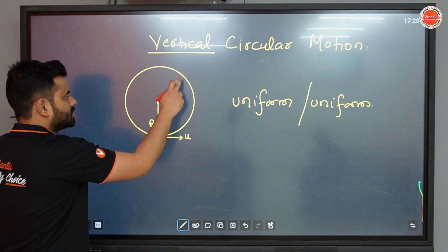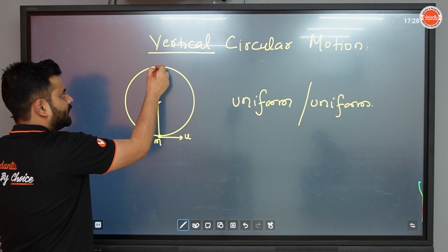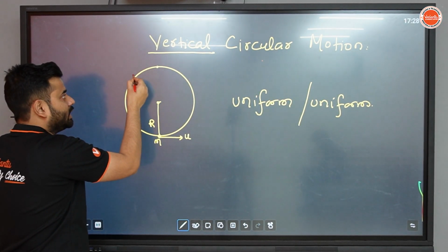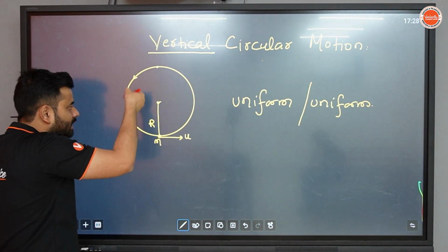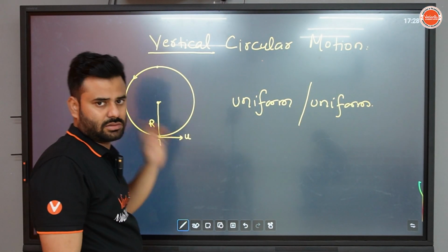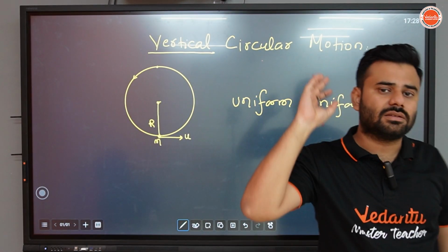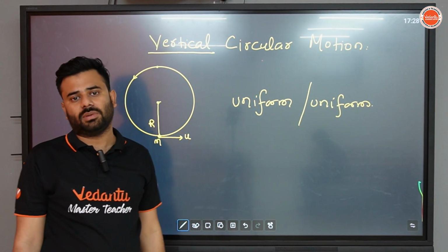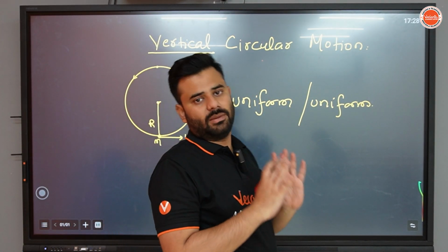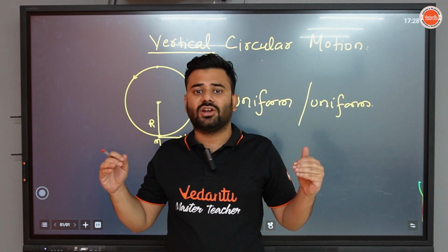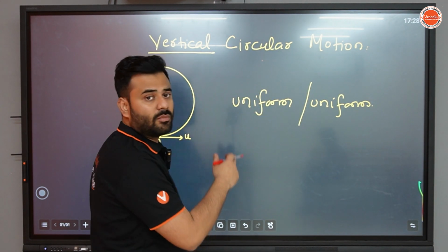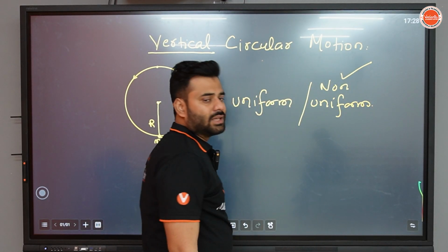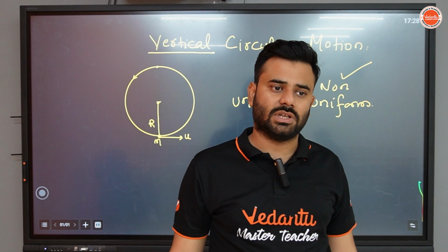Its speed will decrease until the highest point. When it crosses the highest point and goes down like this, its speed again increases. So its speed is variable. What about its direction? Its direction is also variable. So overall its velocity is variable. If velocity is variable, is this uniform or non-uniform motion? This is non-uniform circular motion. It comes under non-uniform circular motion.